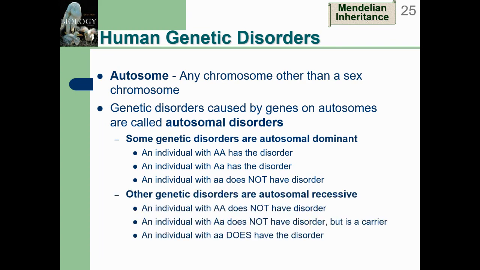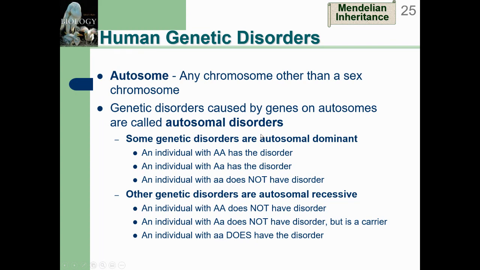There are other genetic disorders that pass on the trait as autosomal recessive. So if you have two dominant alleles, you're homozygous dominant, you do not have the disorder. If you are the heterozygote, you do not have the disorder. You carry one allele for it, but because this capital dominant is for the normal expression of the gene, you do not express the disorder. The only way you do have the disorder is if you have the homozygous recessive.